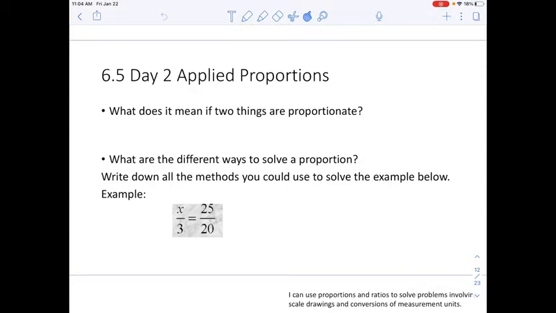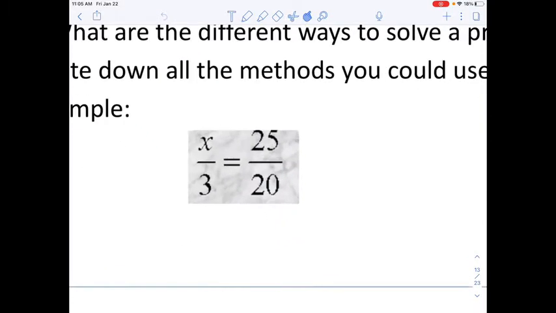So the first one says, what does it mean if 2 things are proportionate? Well, remember, if 2 things are proportionate, if they have a proportional relationship, that means that the rate of whatever we're comparing is constant or equal, okay? What are the different ways to solve a proportion? Well, we learned that there's a bunch of different ways to solve a proportion. We talked in 6.5 day 1 of using equivalent ratios. We talked about solving proportions using unit rates. We talked about using cross products. So a couple different ways we could do this.